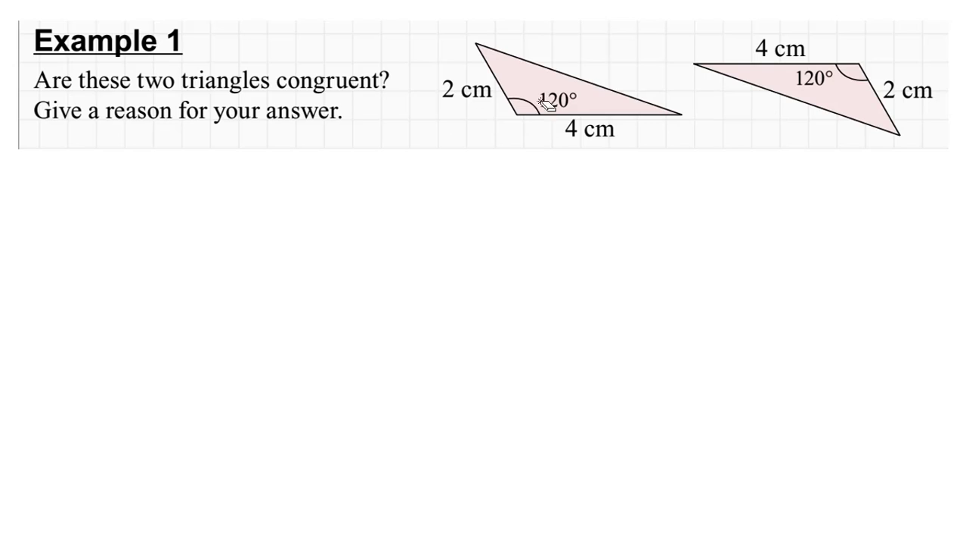This is 2 and 4, and the 120 is in between them, which means that if I cut this triangle off, I can fit it exactly onto that one. This side, 4 centimeters, is going to go with that side, and this side, 2 centimeters, is going to go with this one here. And the angle 120 degrees is going to fit there nicely. So they are now congruent. But what's the reason now?